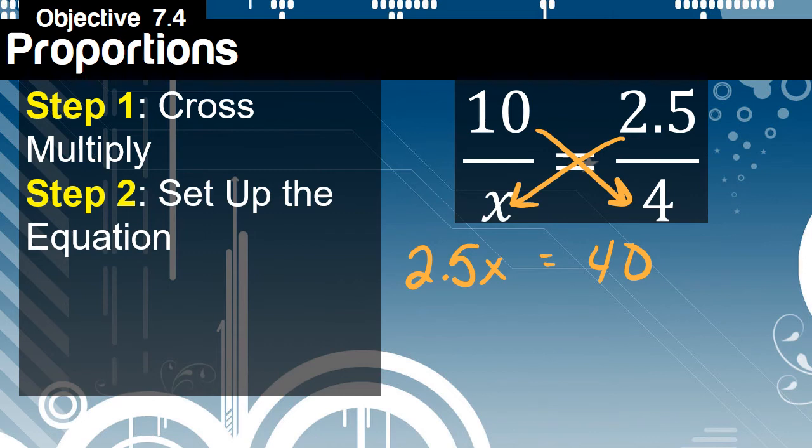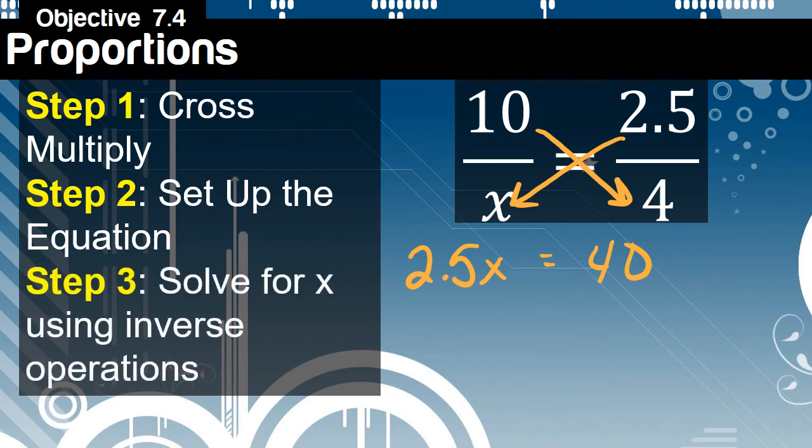So we cross multiplied and set up our equation. Now let's solve for x. We can divide both sides by 2.5. We're just trying to isolate x. So x is going to be equal to 40 divided by 2.5, which gives us 16. So we can say that 10 over 16 is equivalent to 2.5 over 4.